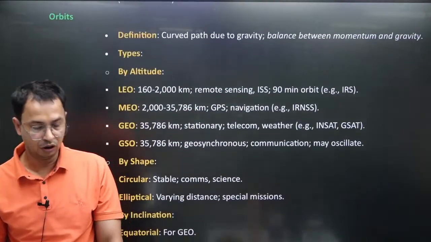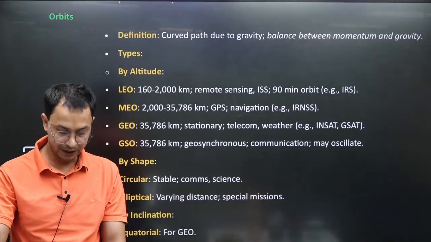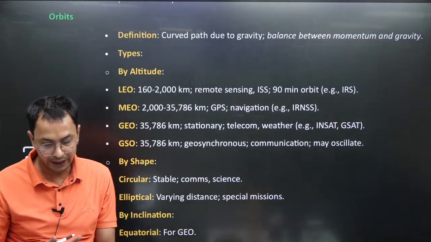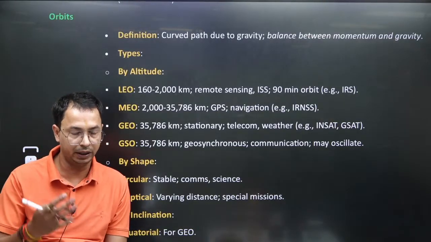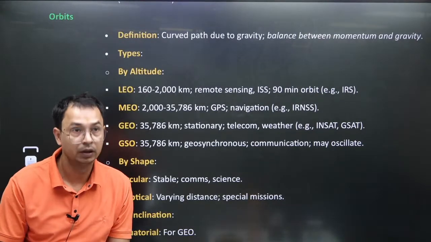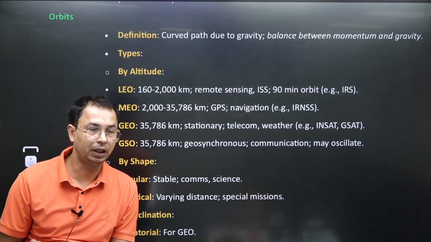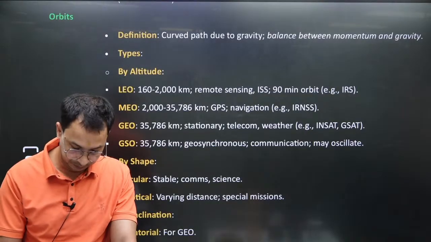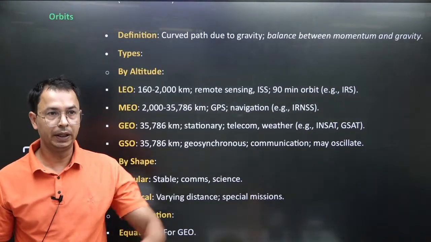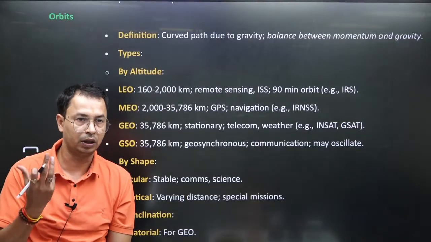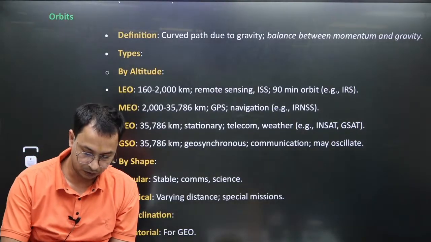Then we have orbits. Yes, there are different types of orbits. And why does anything orbit around the Earth or any other planetary body? In Tamil Nadu, I told you, Tuticorin, Kulasekarapattinam. Orbits are curved paths in space because of gravity.